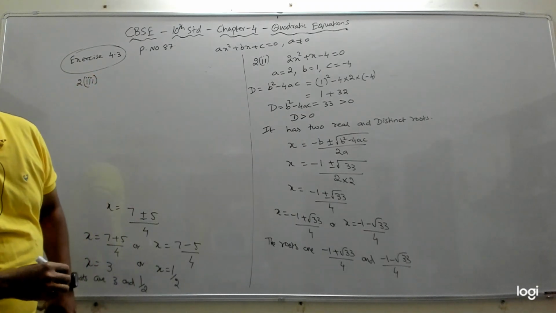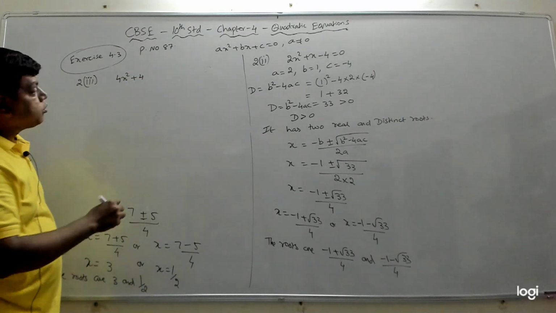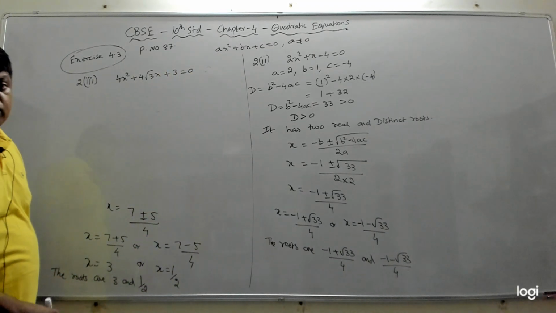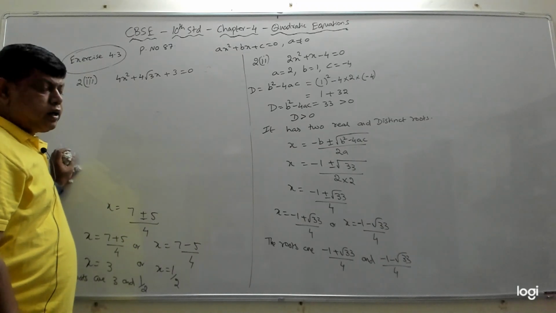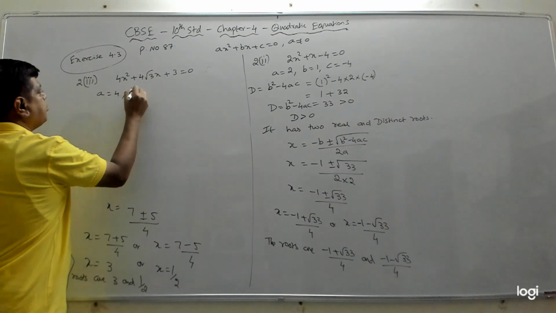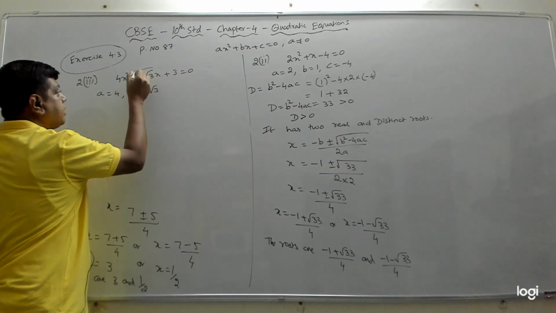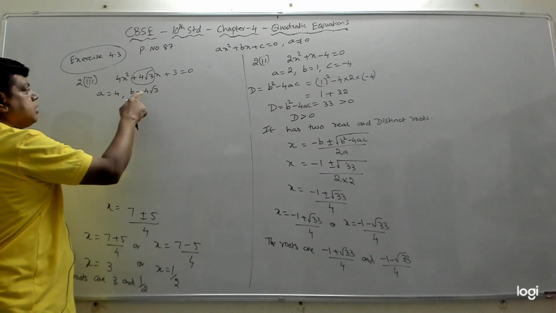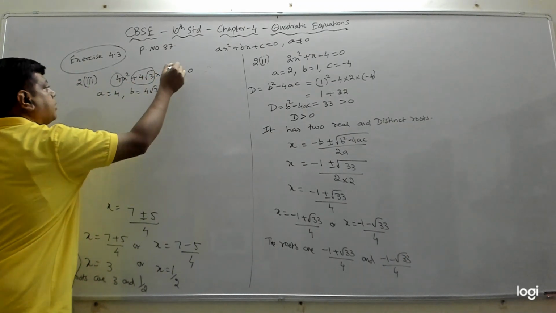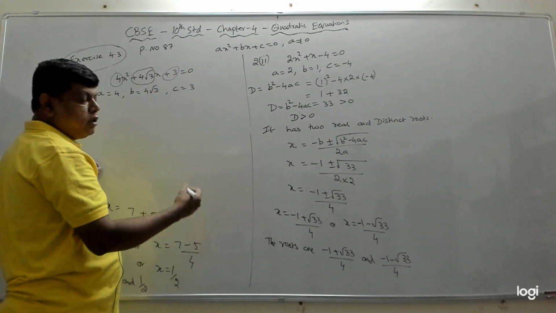The question is 4x square plus 4 root 3 x plus 3 equal to 0. Now we need to solve this by the quadratic formula. The first step is ABC. A is 4. B is 4 root 3. Don't write just 4. The coefficient of x, this entire thing along with the sign, is B. Since it is plus, I'm not writing it. C is, along with the sign, plus 3. We just put 3 because it's understood that if I don't put any sign, you have a plus sign.